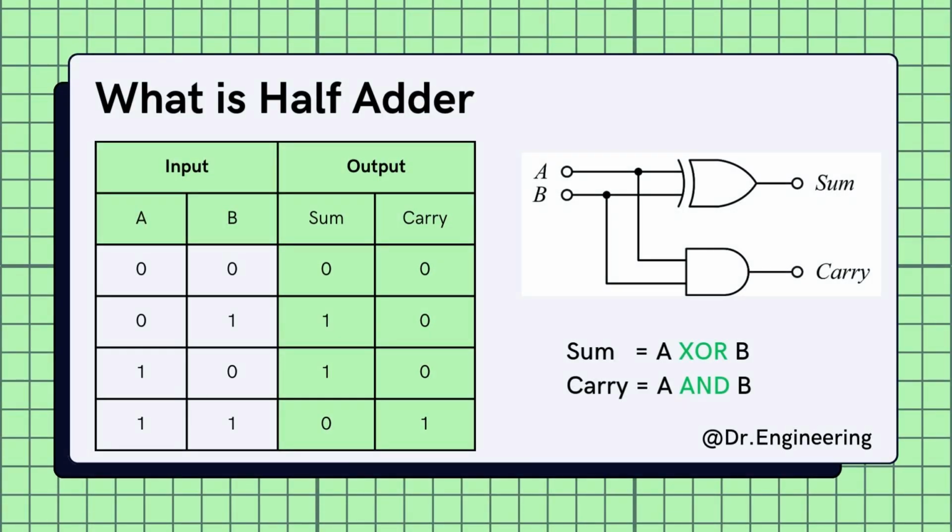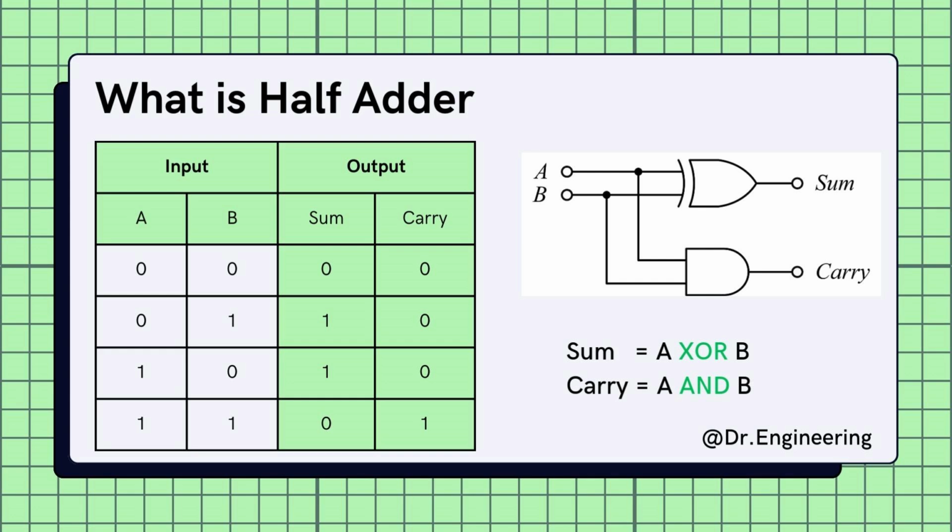What is a half adder? A half adder is a circuit that adds 2 single-bit binary numbers. It has 2 inputs, usually labeled A and B, and produces 2 outputs, sum and carry. Let's look at the truth table to see how the half adder works. As the table shows, when both inputs are 1, the sum is 0, and the carry is 1. This is the simplest form of binary addition. The circuit can be broken down into 2 basic logic operations. XOR, exclusive OR, calculates the sum, and AND calculates the carry.